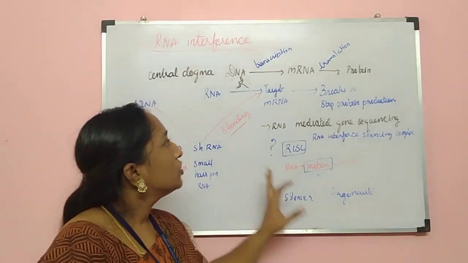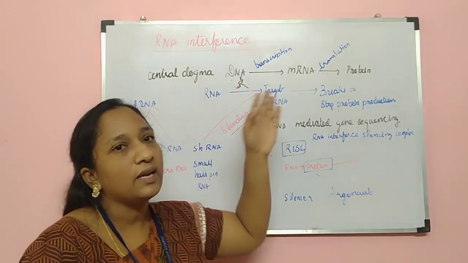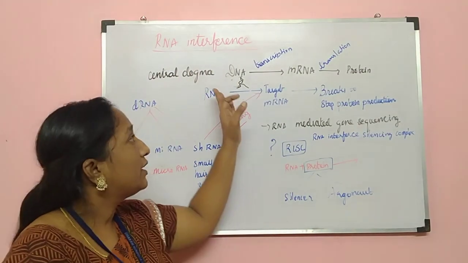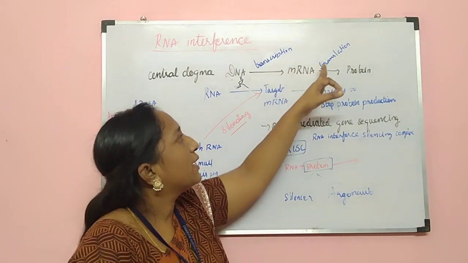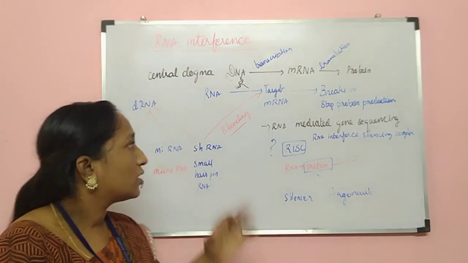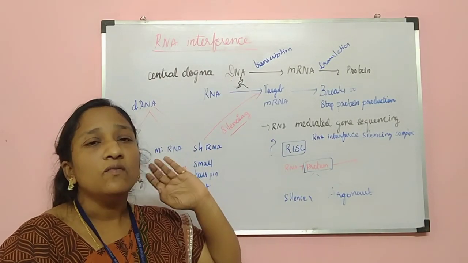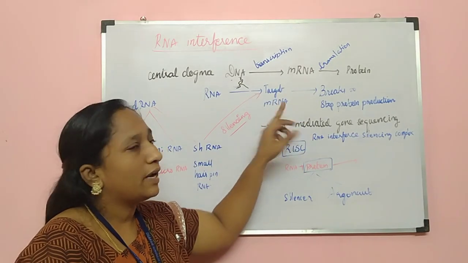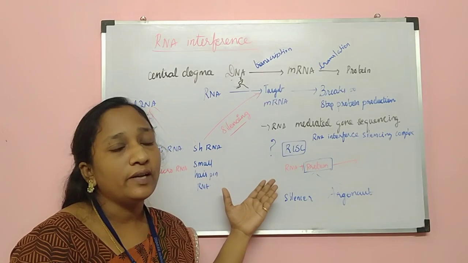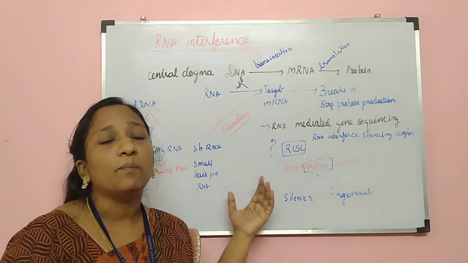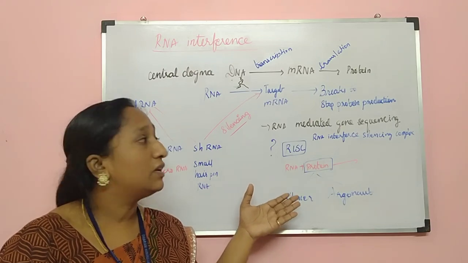Children, up to this, is it clear? First of all, we should know the central dogma. Normally in our cells, from the DNA the information is copied to the mRNA by transcription, and by translation the protein is synthesized. Using RNA interference, we attack the mRNA to stop the production of protein for a certain purpose. Why they do this, and its practical use, we will learn now.